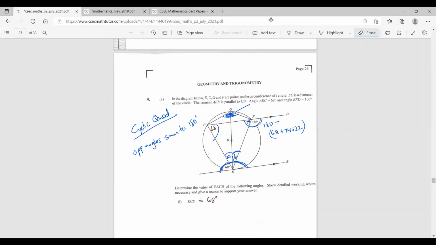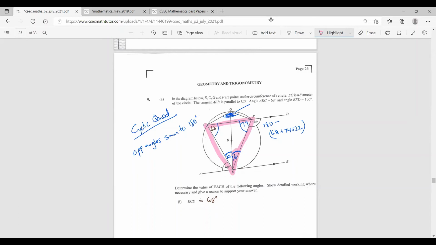Right, and inside here was 68. So I could say 74, add 68, I knew down here was 22. And when I subtract all of that from 180 for the full triangle, I get the remaining part of the triangle, which is 16.